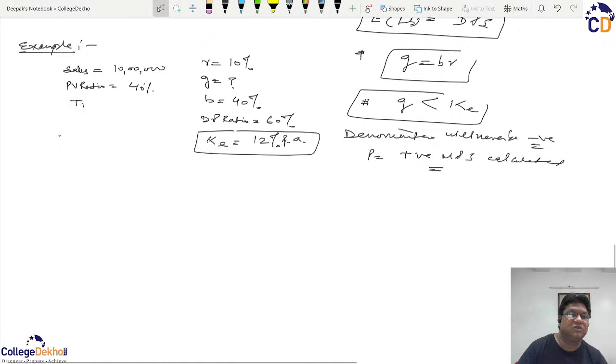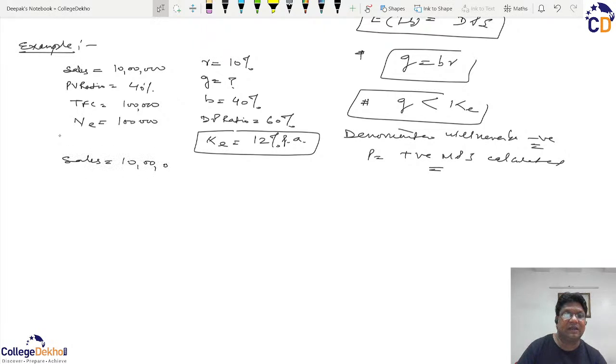The total fixed cost of the company is say 1 lakh. The taxes are to be ignored and the number of equity shares available with the company is say 1 lakh. So what is happening here? That is, the sales is 10 lakhs, out of which we calculate the variable cost, which is 60% because the PV ratio is 40%. So this will be the variable cost. The 4 lakhs will come out to be our contribution.